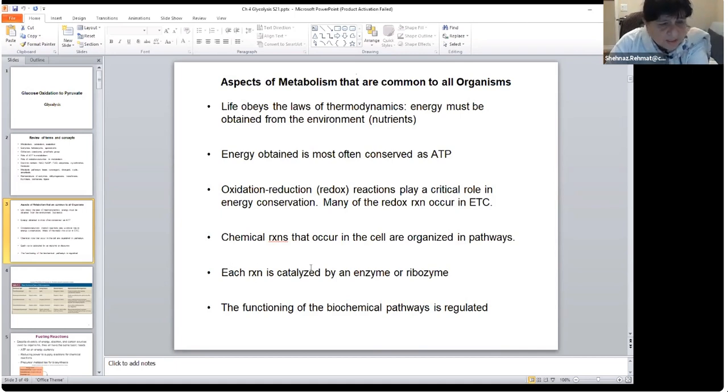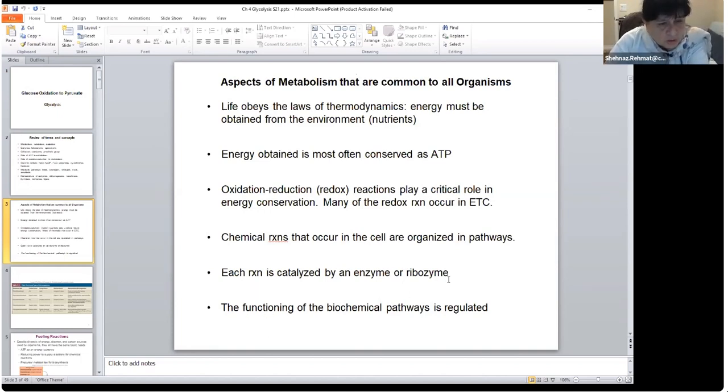Now the reactions are catalyzed by enzymes, and we also know that there are certain enzymes that are considered ribozymes. That means they are made up of RNA, but they have enzymatic activity, and so you will come across enzymes and riboenzymes terms, so watch out for that.